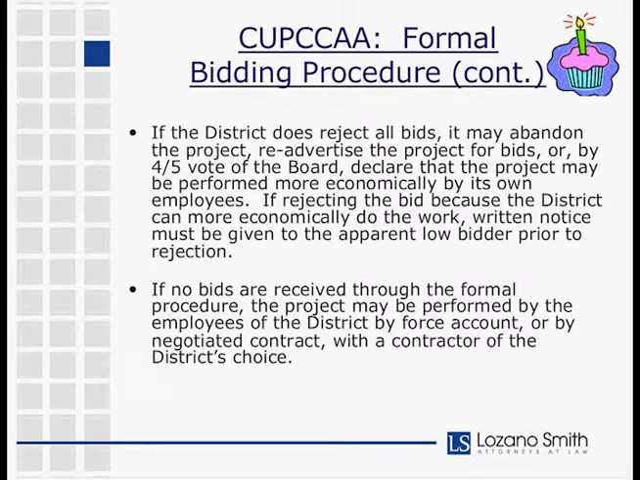If it does reject all bids, it can abandon the project, re-advertise for bids, or declare by 4/5 vote that the project could more economically be performed by its own employees. And again, if no bids are received through the formal procedure, the project may be performed by the employees of the district, by force account, or by a negotiated contract with a contractor of the district's choice.